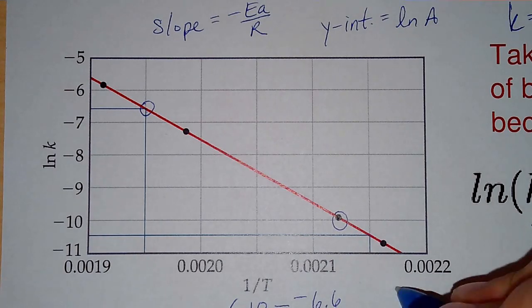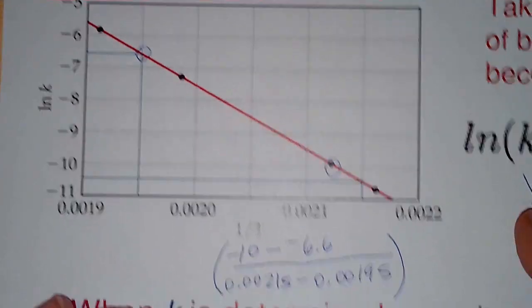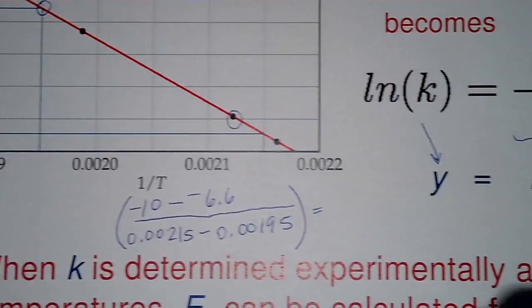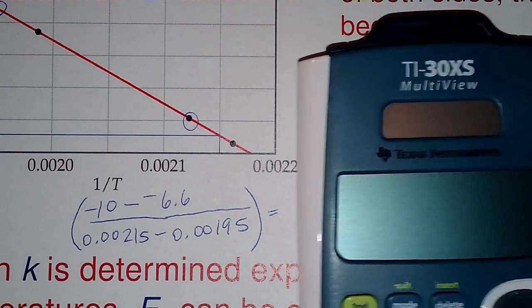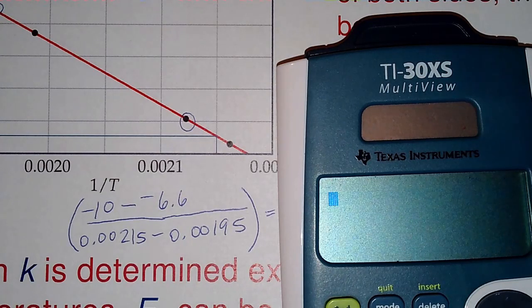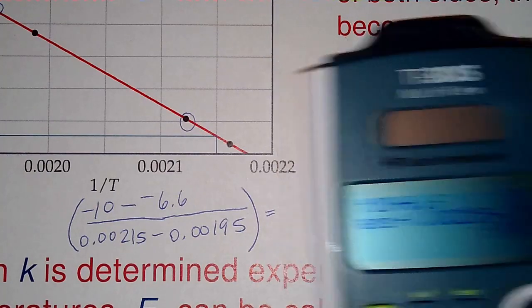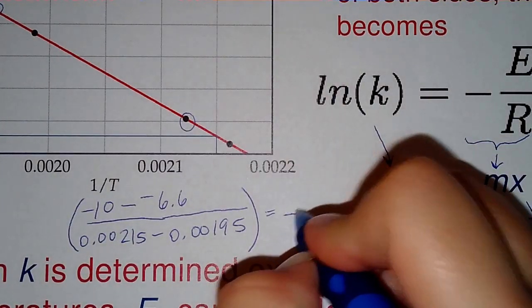Alright, so we're going to calculate slope. Negative 10 plus 6.6 divided by the change in x gives us negative 17,000 for our slope.